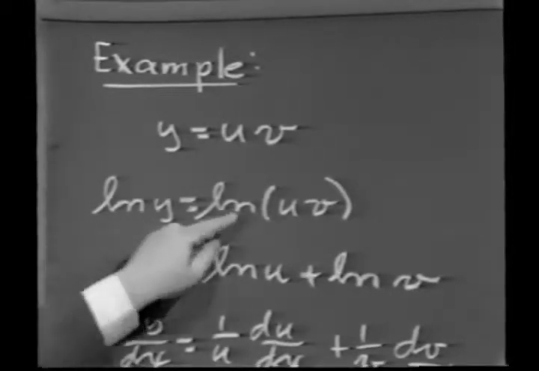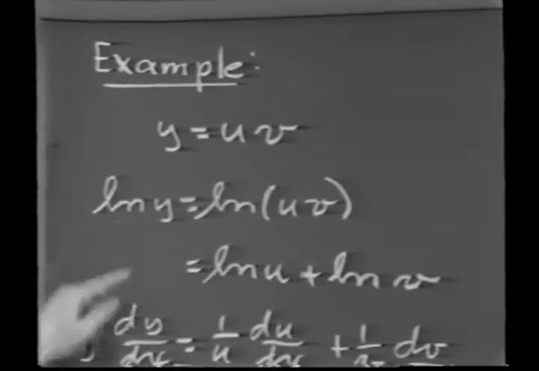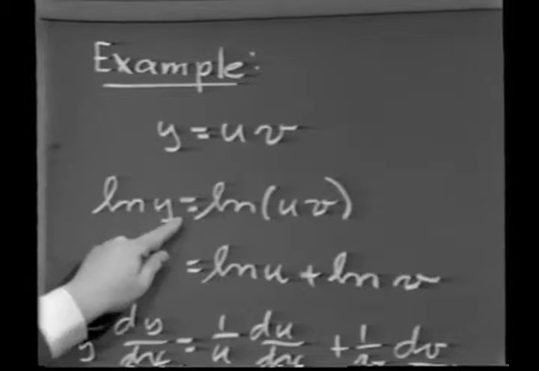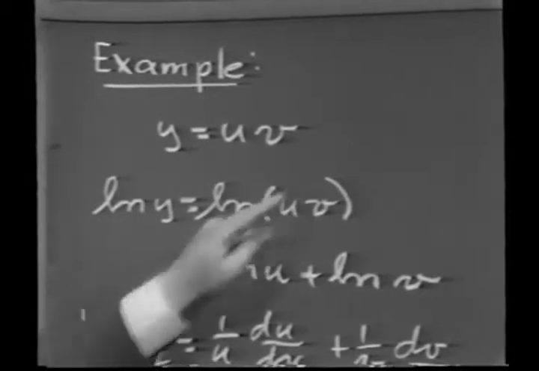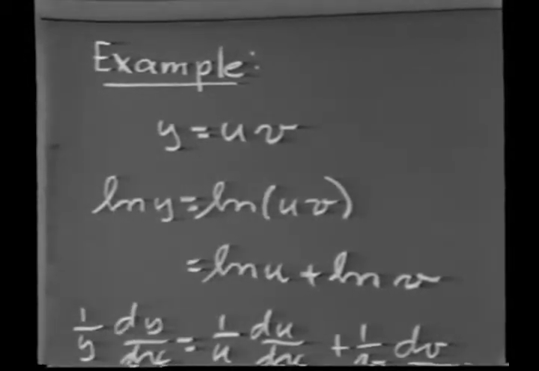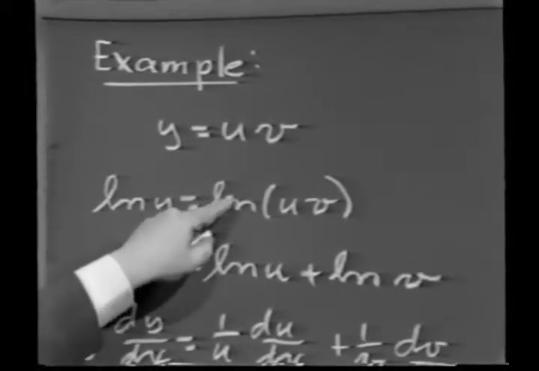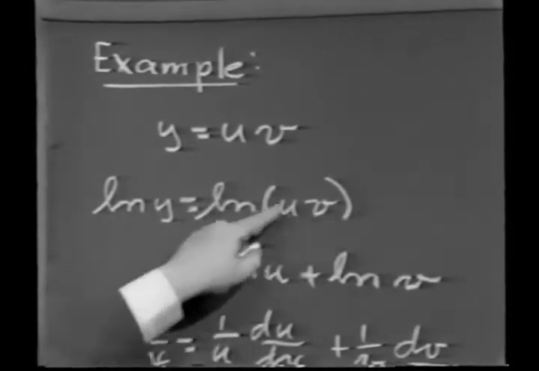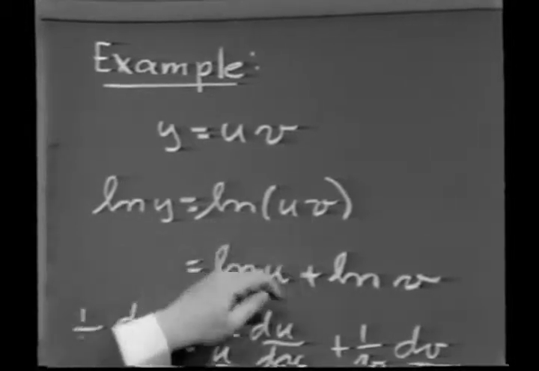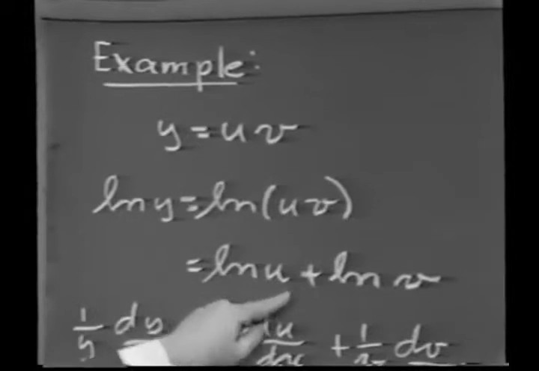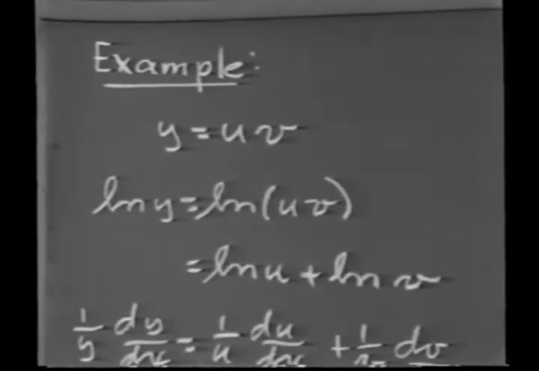Okay, I take the natural log of both sides. In other words, I say if y equals u times v, then natural log y equals natural log u times v. Okay? Now, what is the property that the natural log function has? I deliberately chose it to be that member of the L family that was logarithmic. The natural log of u times v is natural log u plus natural log v.